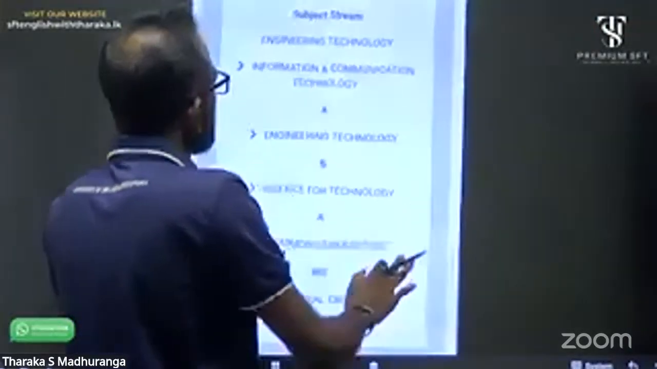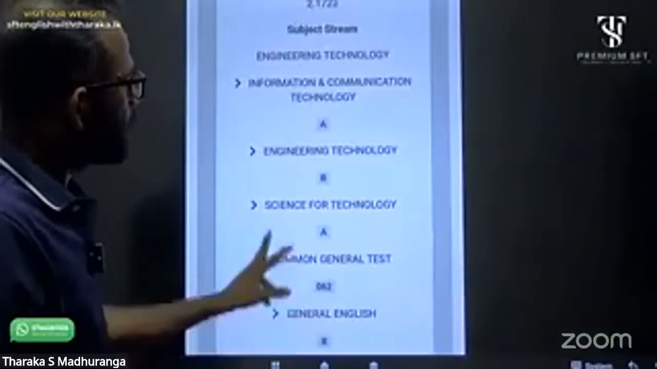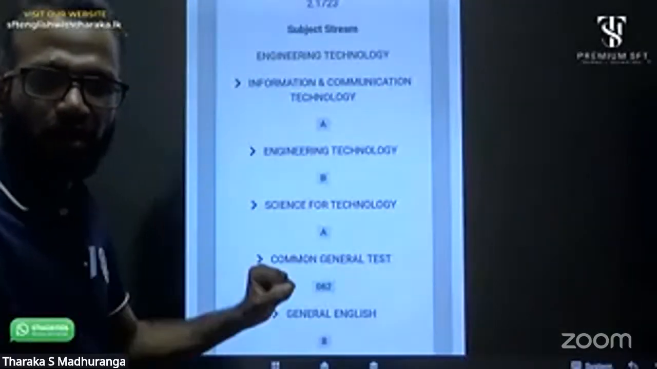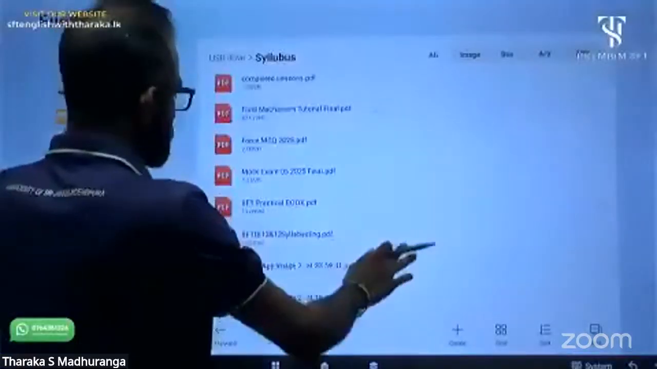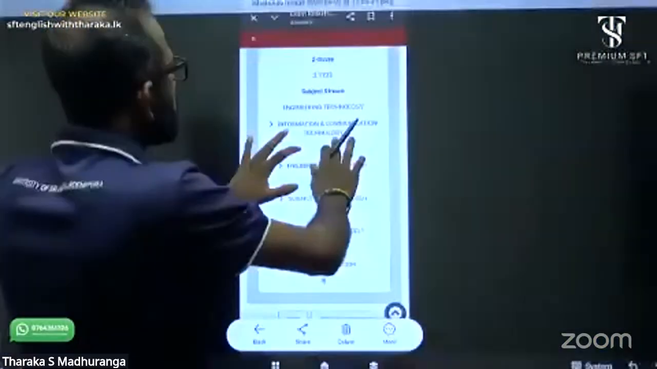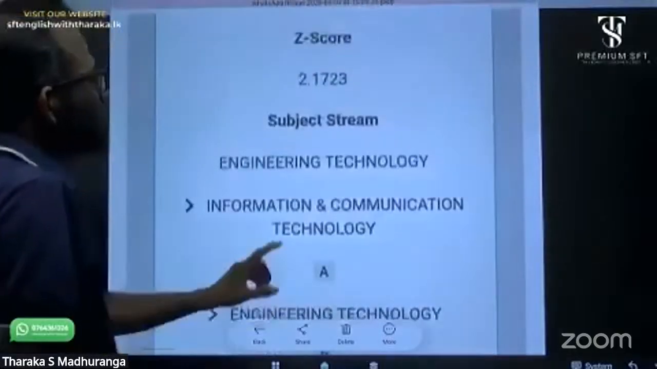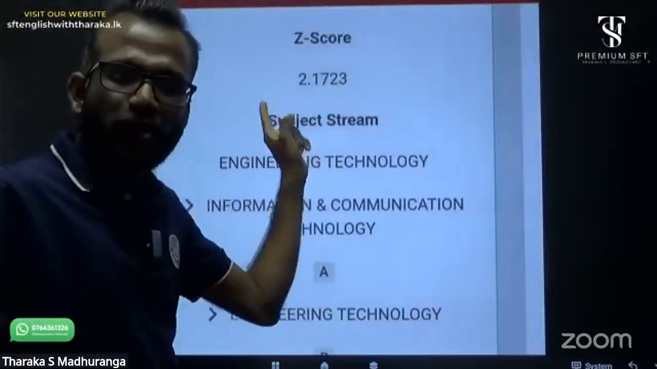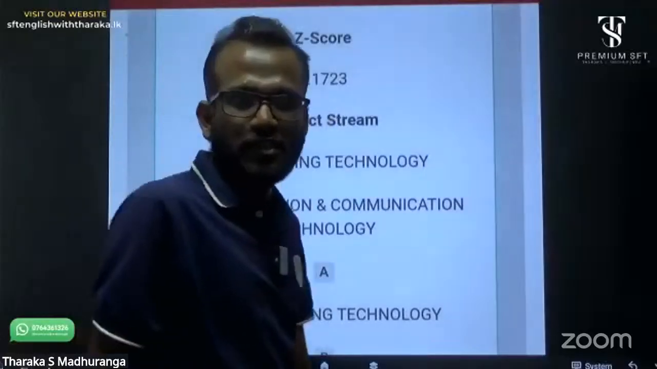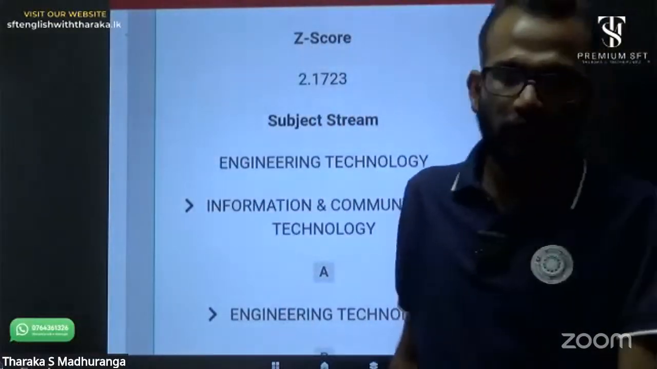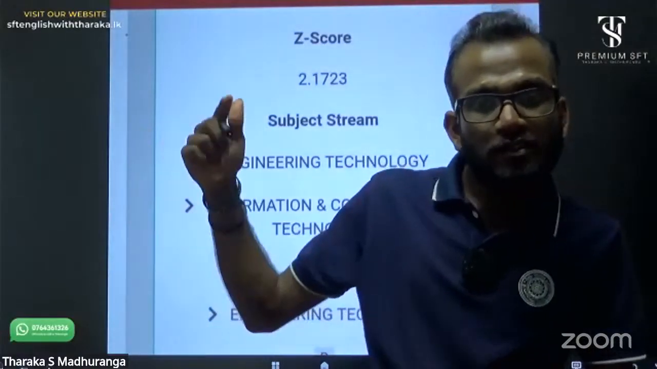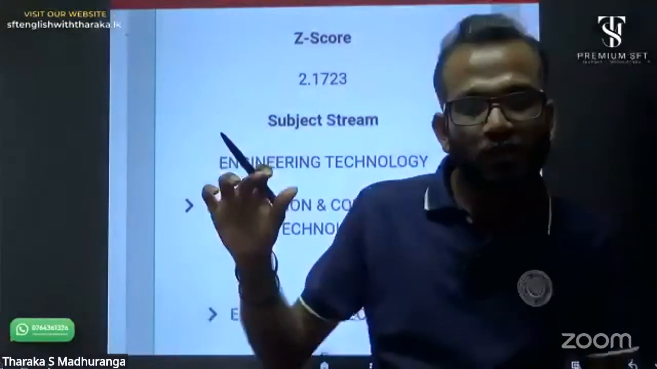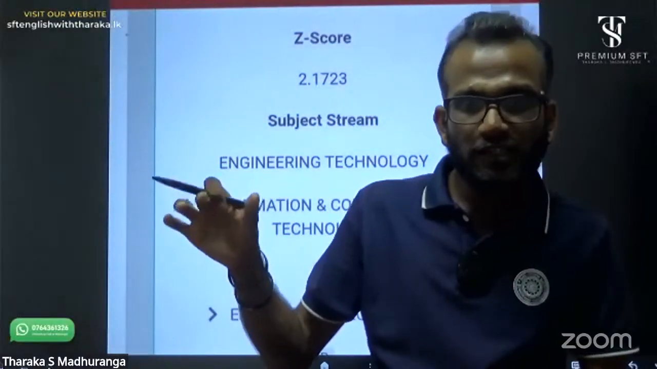See, ICT A, engineering technology B, science for technology A. Same result. But compare the Z value. It's a Sinhala medium student. 2.173. It's a huge difference. 2.66 and 2.17, approximately 0.5 difference. What's the reason?